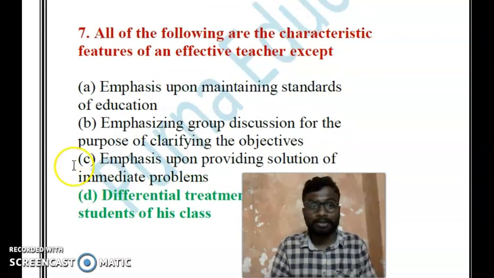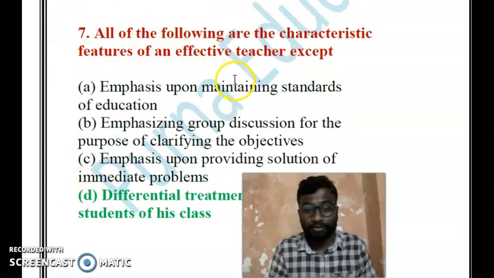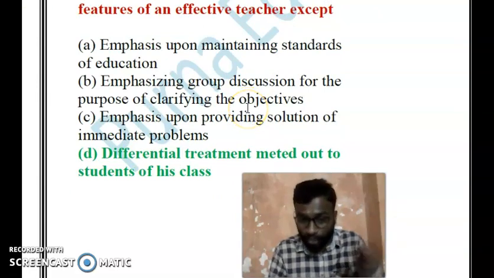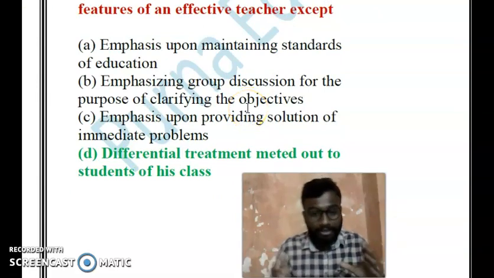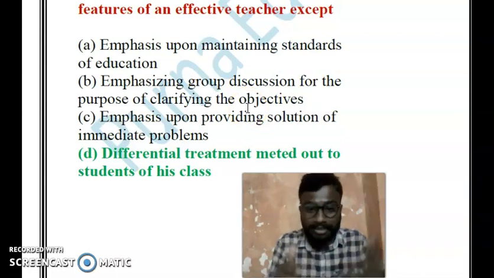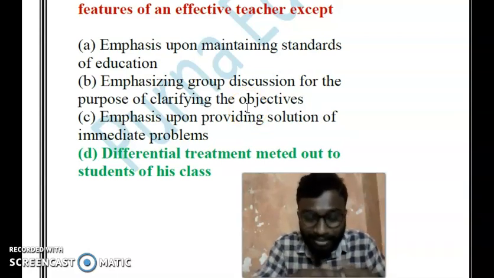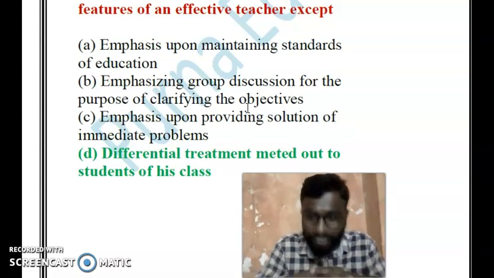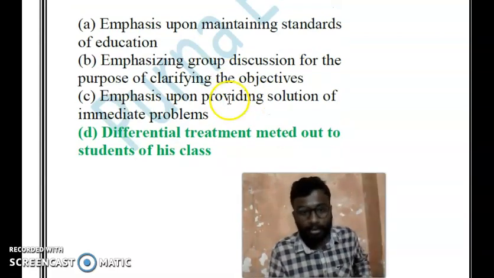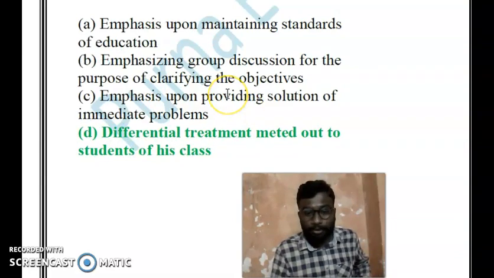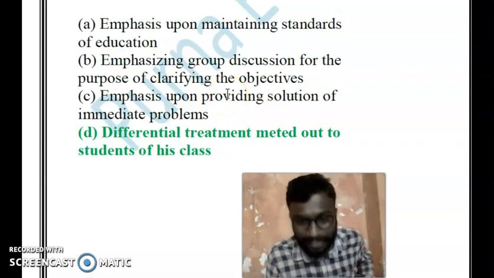So the question is, all of the following are the characteristic features of an effective teacher. An effective teacher will deal with all the students equally, in the same way, in the same manner. But differential treatment will not be exercised by an effective teacher, right? Yes. So option D is not a characteristic of an effective teacher. So option D is the correct answer.